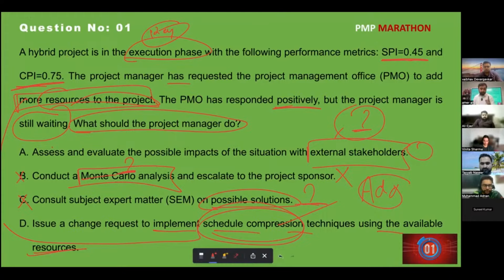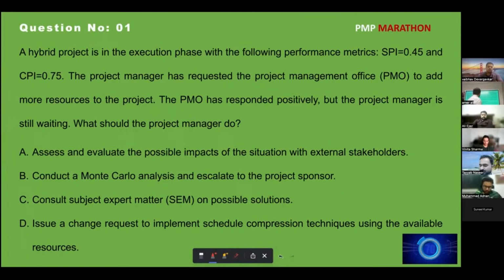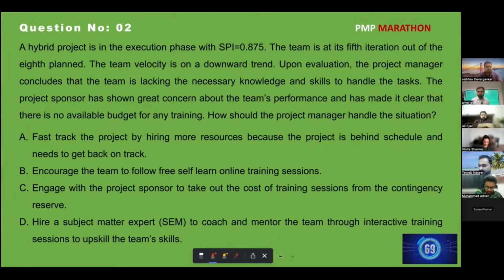By the way, there are 2 schedule compression techniques, crashing and fast tracking. Crashing adds resources, it will cost money. Fast tracking, you do activities in parallel, it increases the risk. Both are important, both are good, but we need to see which one we do. Okay, next question. D is the right answer for everybody. Fast tracking also decreases quality. Quality, rework, risk, all things happen there.